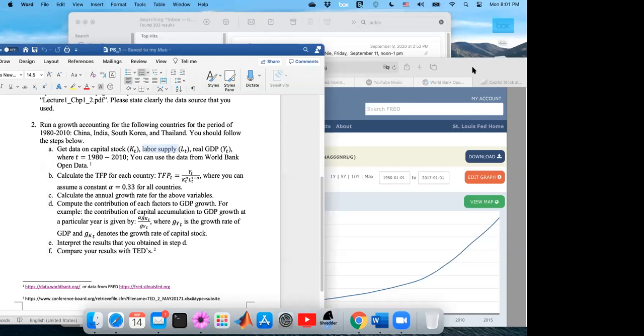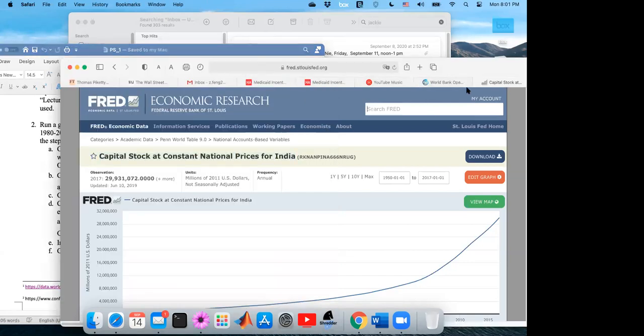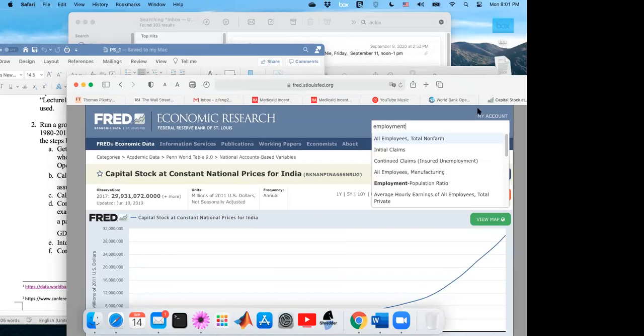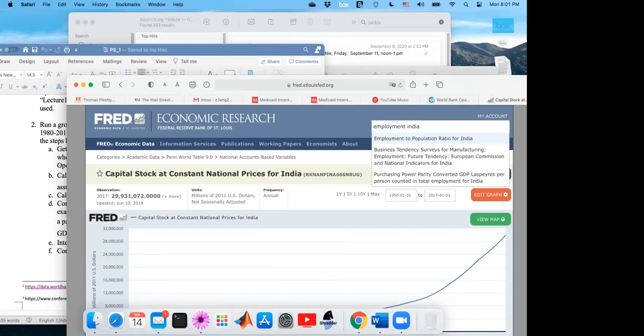And the labor supply becomes tricky, right? So you probably need to review your principles class. For labor supply, there are at least two things. One is employment. Let's say we search employment India. If you type employment India, what are you going to see? The most relevant indicator is the employment to population ratio.